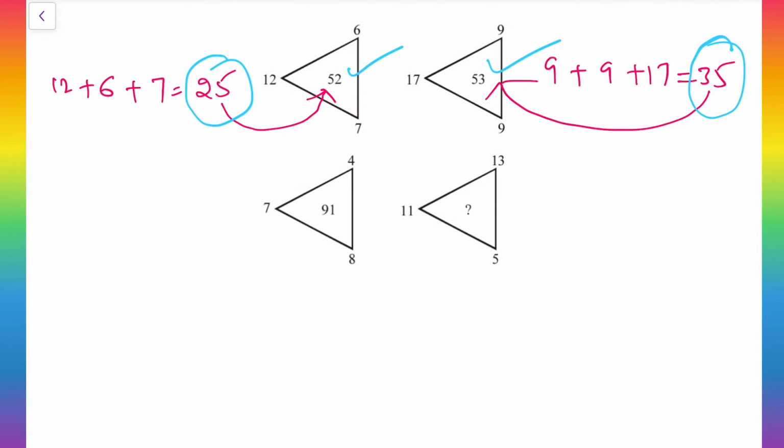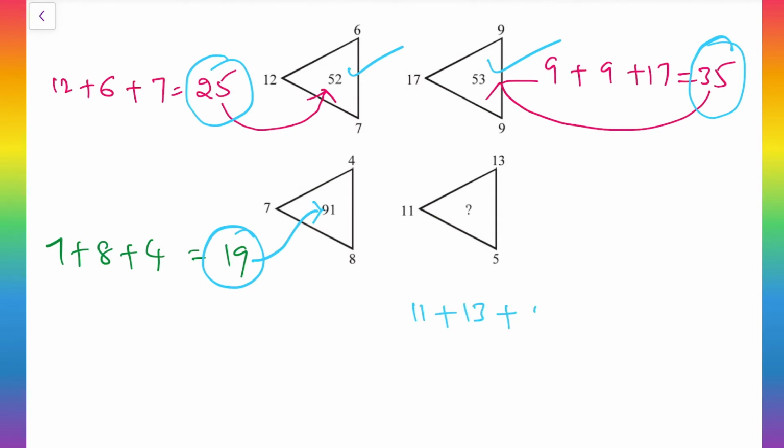Now let us apply the same for this third figure also. Adding outside numbers, 7 plus 8 plus 4, which is nothing but 7 plus 8, 15, plus 4, 19. This 19 reversed is 91. Yes, this is the correct logic. Now let us apply the same logic for the last figure also. First adding all the outside numbers, that is 11 plus 13 plus 5. 11 plus 13 is 24. 24 plus 5 is 29.